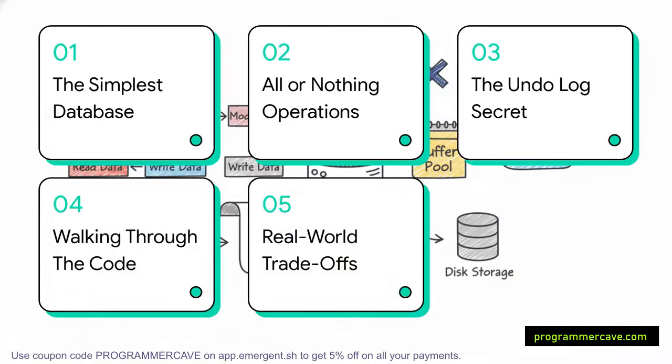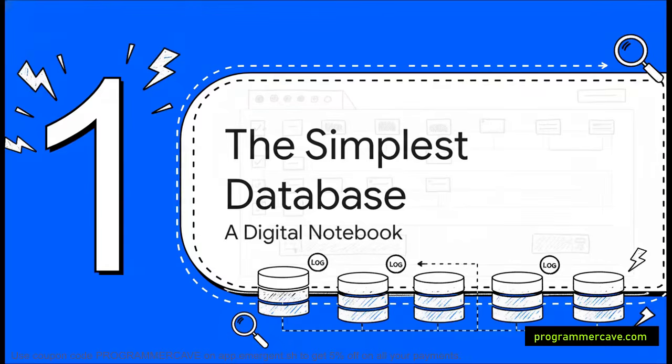Here's our roadmap for this explainer. We're going to start with the absolute basics, then we'll add the power of transactions. After that, we'll uncover the secret sauce that makes it all possible, see how it looks in actual code, and finally, we'll put on our senior engineer hat and talk about real-world trade-offs. First things first, let's build the simplest database you can possibly imagine. No fancy features, just a place to store and get information fast.